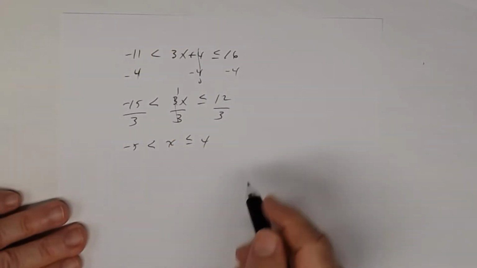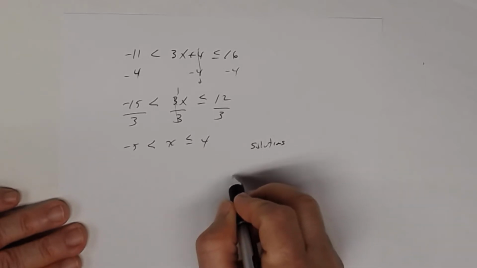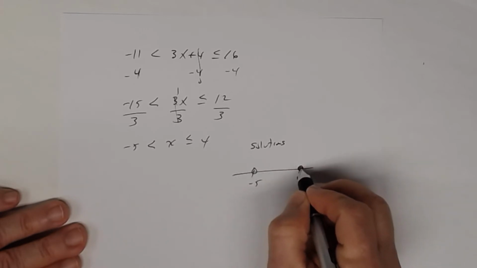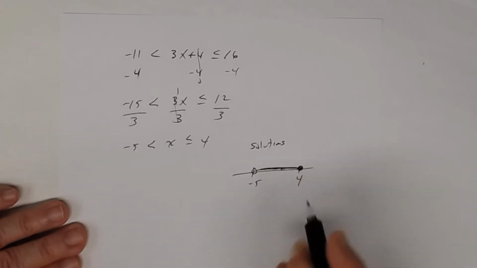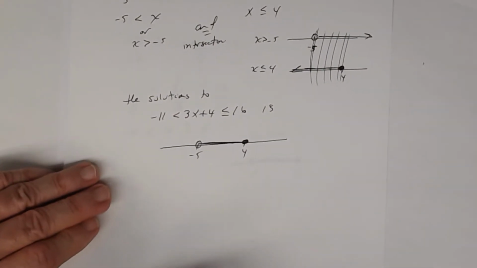Okay? And so basically, when graphing the solutions, you're going to say negative 5, 4, open circle, closed circle, and then shade in everything between. And that's the same graph you had here. Okay? All right, so that was number 2.